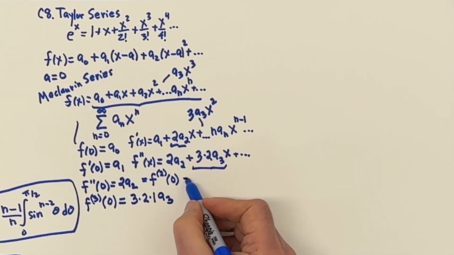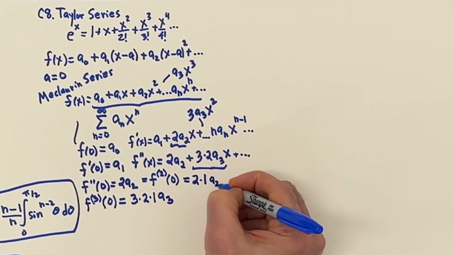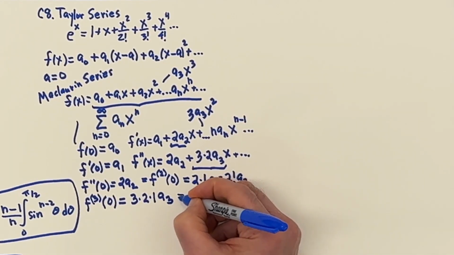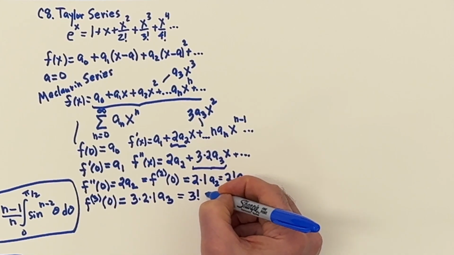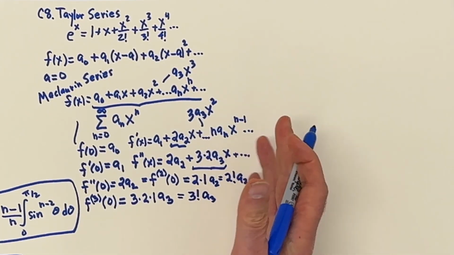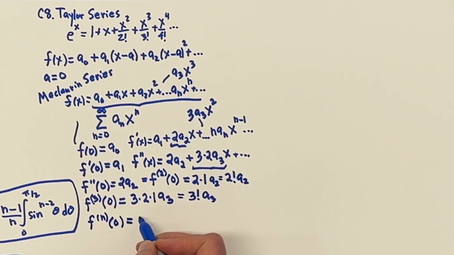So now we can see a pattern that's forming. If we look at this second case, this is 2 times 1, a2, which is 2 factorial, a2, and this is 3 factorial, a3. And if you had the fourth power, you bring a 4 down, and you keep getting these factorials. So what we're showing here is that if you take the nth derivative of the function and then put in 0, you're going to have n factorial times that nth coefficient.